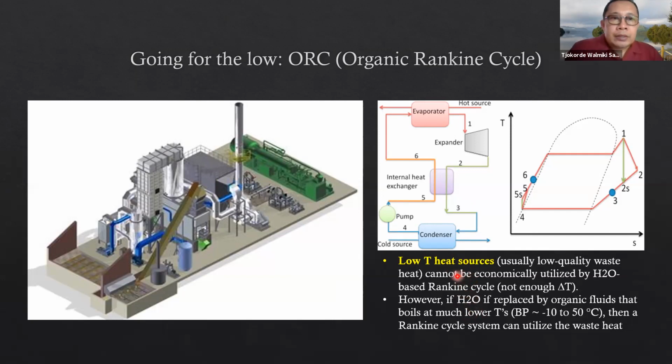Okay, so the idea is simple. Why not replace water with something that boils at a much lower temperature, right? So if water is replaced by organic fluids that boil at much lower temperatures, in this case the boiling point can vary between -10 to 50 degrees Celsius for ORC technologies, then a Rankine cycle system can utilize the waste heat. Pretty neat actually.